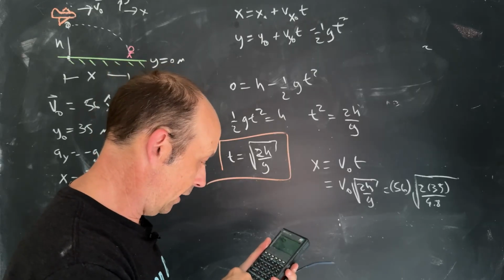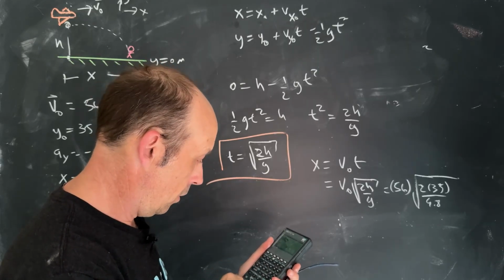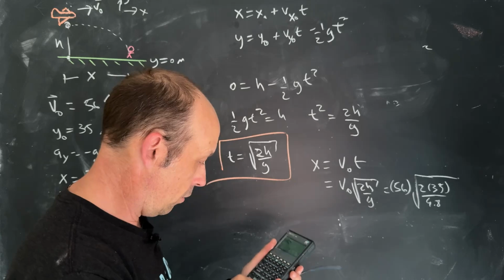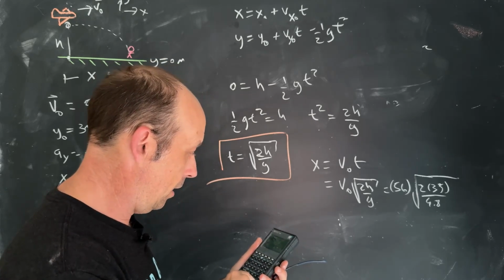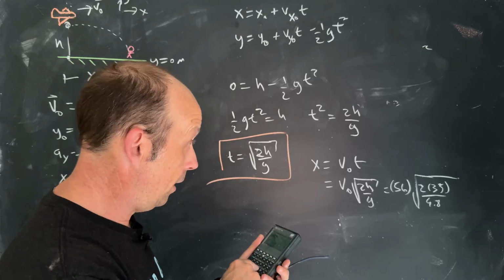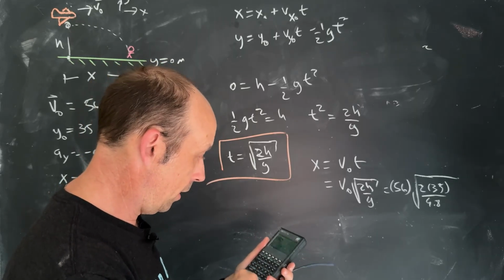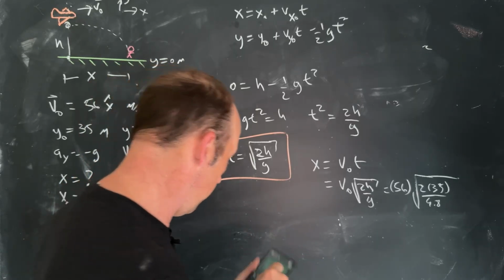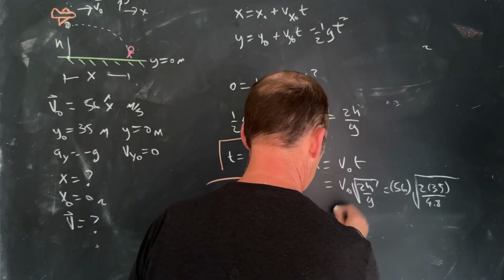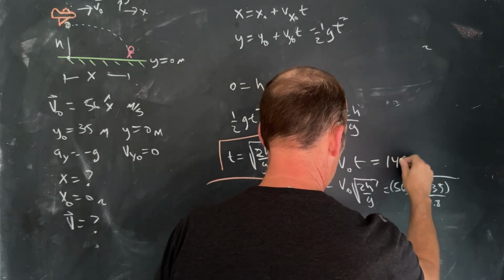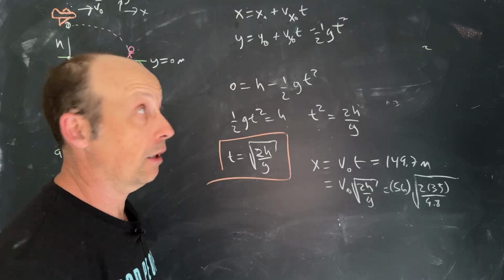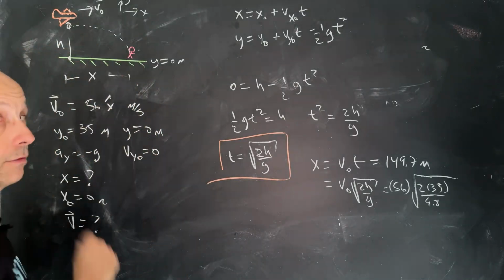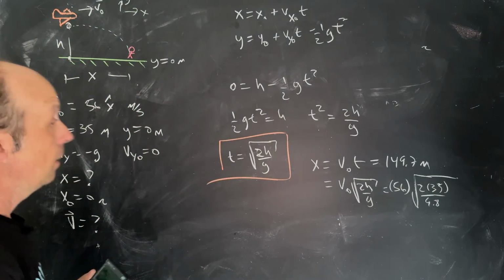So I have 56, 2, 35 times, which is 70, I knew that. 9.8 divided by, square rooted it, multiply, I get 149.7 meters. So that's how far away you should let it go so that it lands right at the person. Okay.